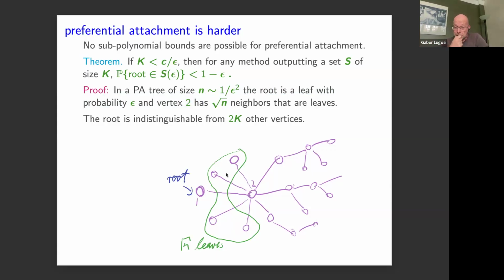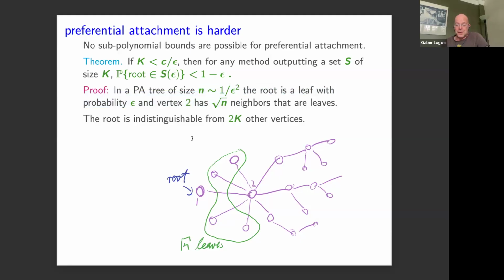So there will be square root of n vertices that are indistinguishable from each other. So the root doesn't stand out. Okay, so the size of the confidence set has to be square root of n, which in this range of the parameters is just 1 over epsilon.